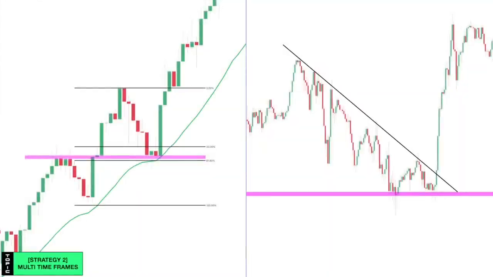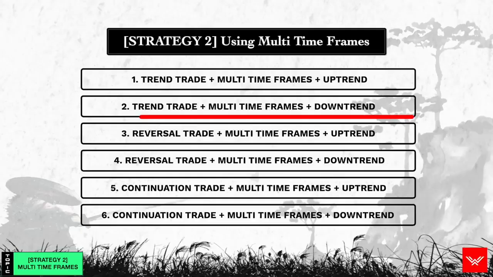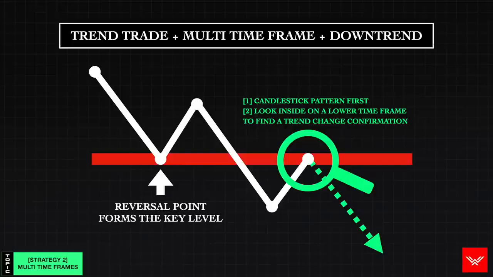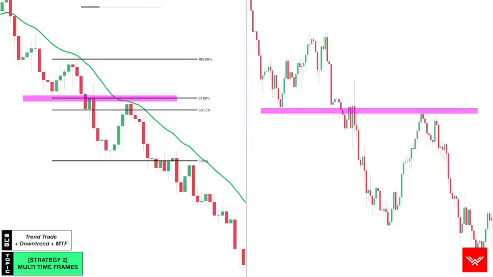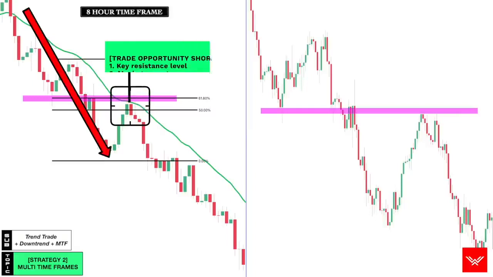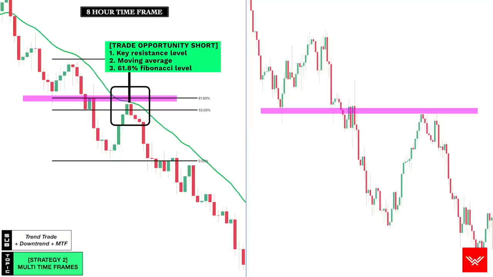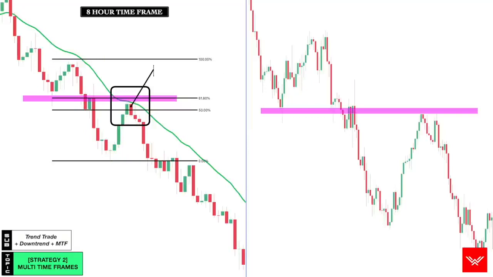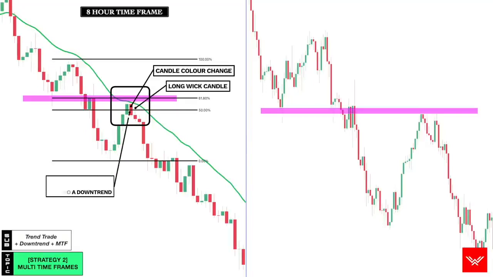So now, going in the opposite direction. A trend trade in a downtrend using multi-time frames. On the left is the 8-hour time frame. You had your moving downtrend and your short trade opportunity right here at the area of confluence. Once price pulled back to the area, you had a candle color change and one where the wick is sticking out. That's when you would look inside for a trend change and use a lower time frame such as the one on the right, which is the 2-hour time frame.